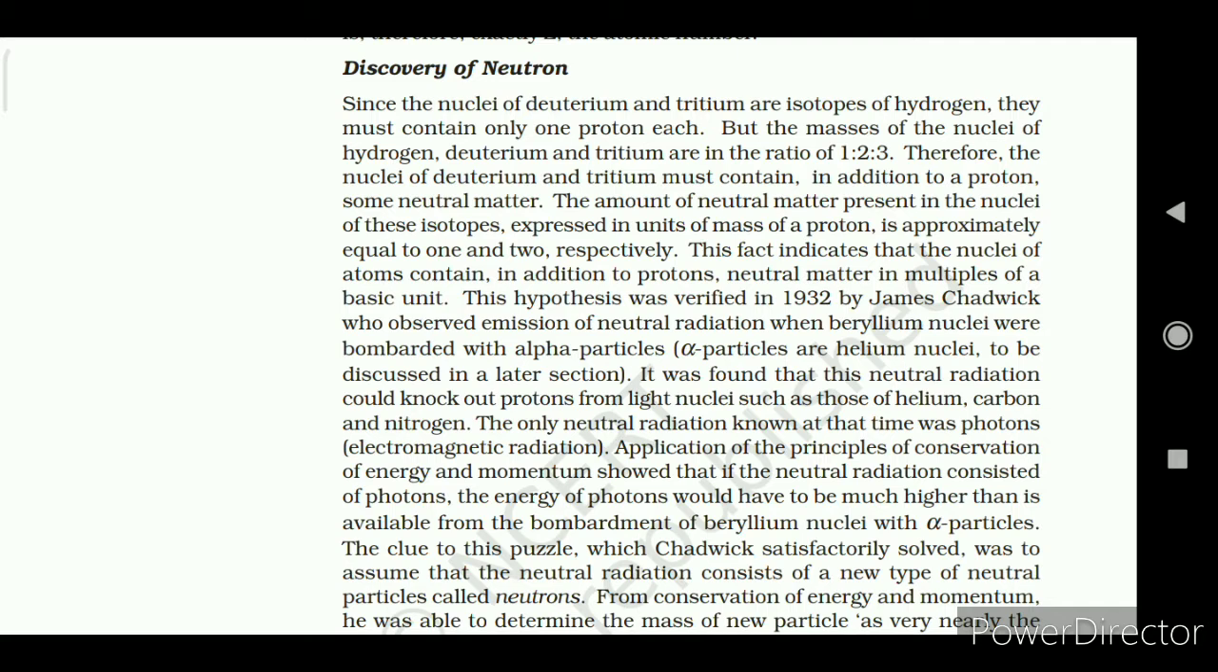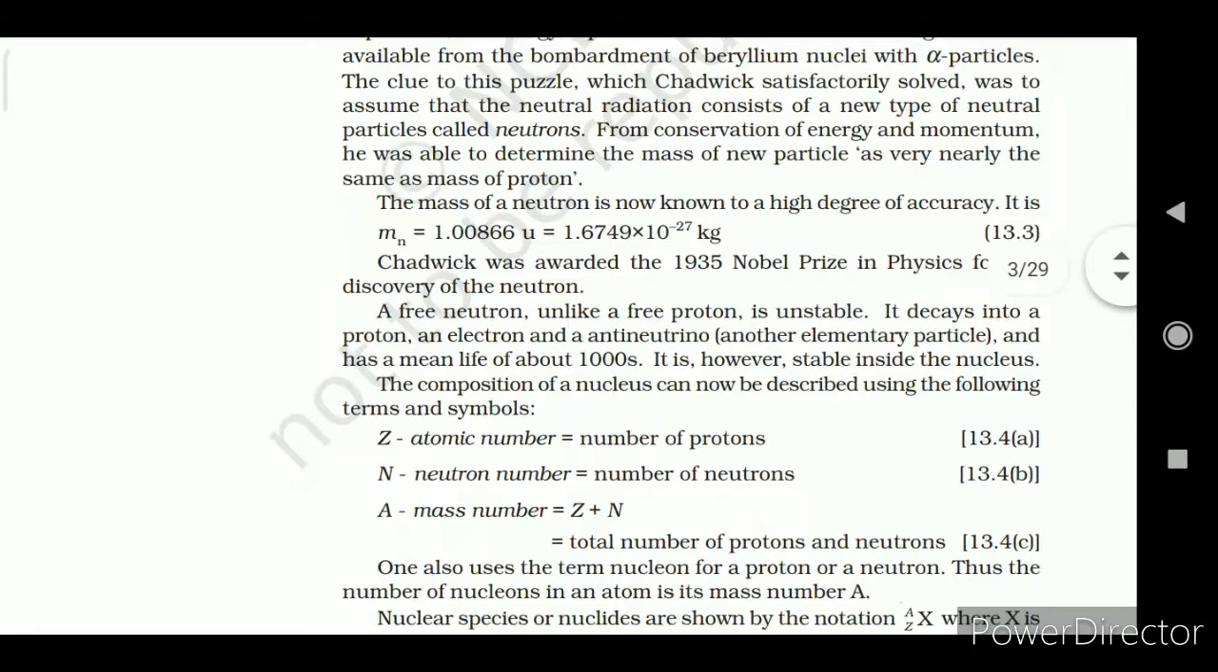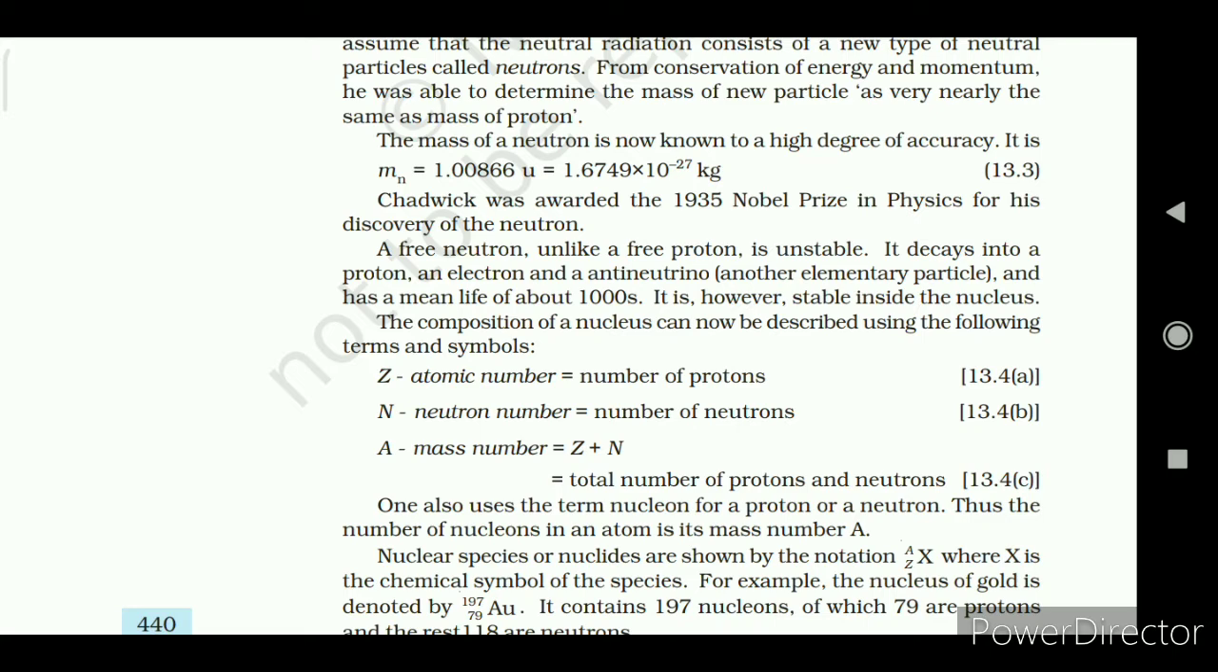Nuclear species or nuclei are shown by the notations. The composition of isotopes of an element can now be readily explained. The nuclei of isotopes of a given element contain the same number of protons but differ from each other in their number of neutrons. Deuterium, which is an isotope of hydrogen, contains one proton and one neutron. Its other isotope, tritium, contains one proton and two neutrons. The element gold has 32 isotopes ranging from A equals 173 to A equals 204.